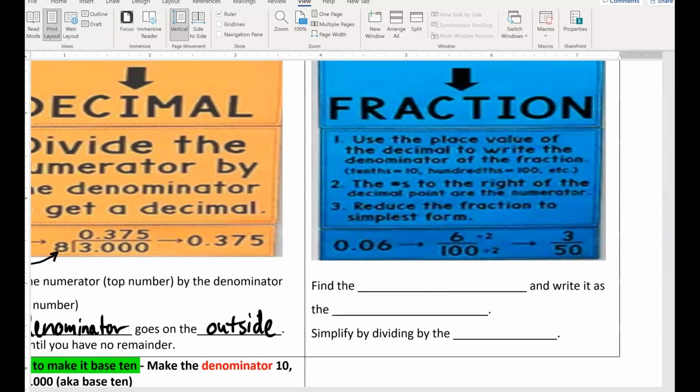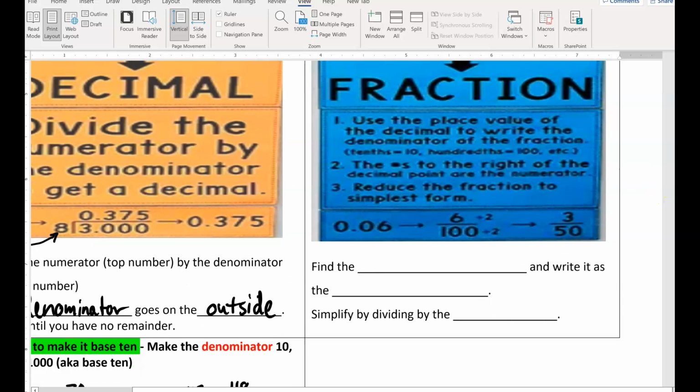And lastly, today we're going to do decimals to fractions. So you're just going to use the place value of the decimal to write the denominator of the fraction. So if the last place value is in the tenths, you write it over 10. If the last place value is in the hundredths, you write it over 100. And then just make sure that you also are reducing to simplest form, or aka dividing by the GCF to get to the simplest form. So find the place value and write it as the denominator, my fault. Simplify by dividing by the GCF.